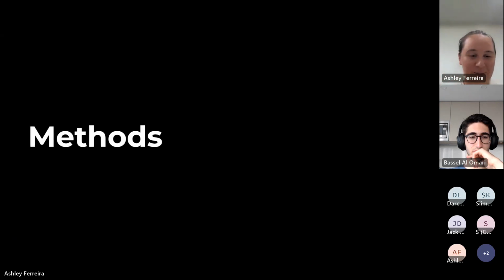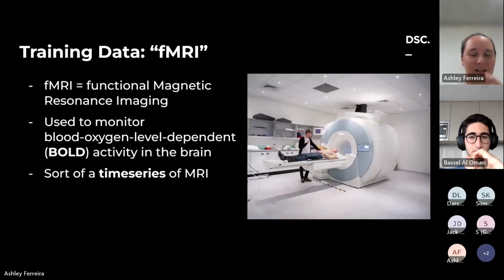So we'll see if that actually pans out. The methods they used were training on fMRI data. If you're wondering what this is, it's just short for functional magnetic resonance imaging, and it's used to monitor blood oxygen level dependent activity in the brain. So as the video mentioned, how the blood is moving around in your brain. And it's sort of a time series of an fMRI image.